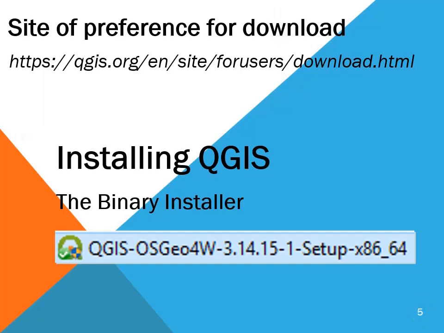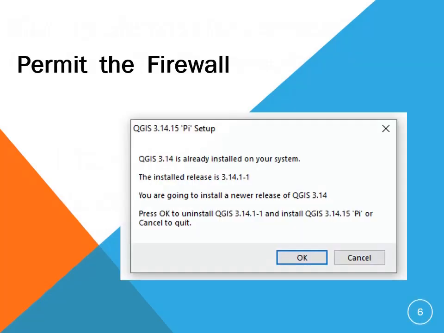Prefer the site that is prescribed here, https://en/site/for-users/download.html. On completion of the download, the installer binary may be available in the system's Download folder. This binary bundle needs to be double-clicked to start the installation of QGIS. Permit the system's firewall to install QGIS.